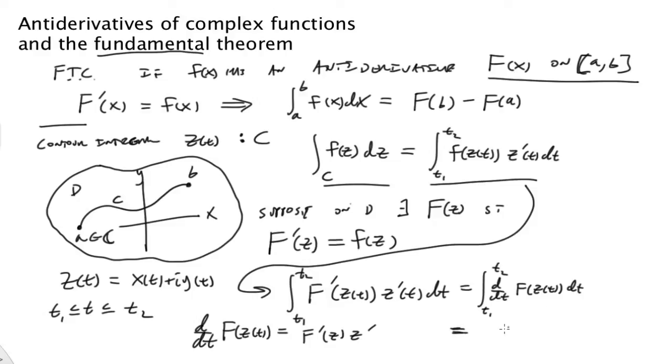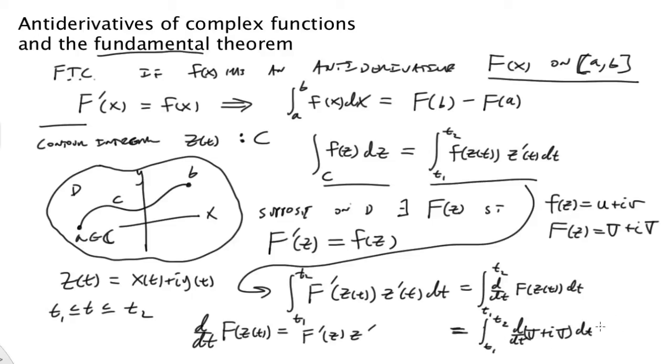And of course, by the regular, real-valued fundamental theorem of calculus, we can think of f of z as equal to u plus iv, and capital F of z as capital U plus i capital V. In which case we can write this as the integral from t1 to t2 of d/dt of capital U plus i capital V dt, which is simply capital U plus i capital V evaluated from t1 to t2.